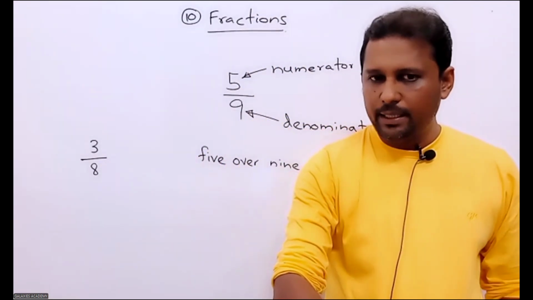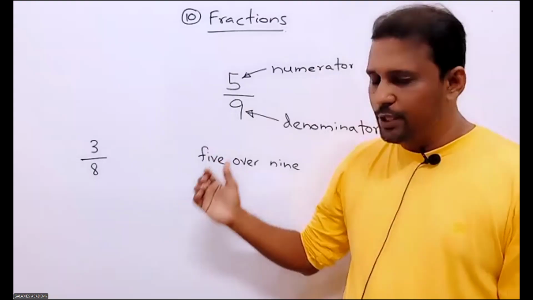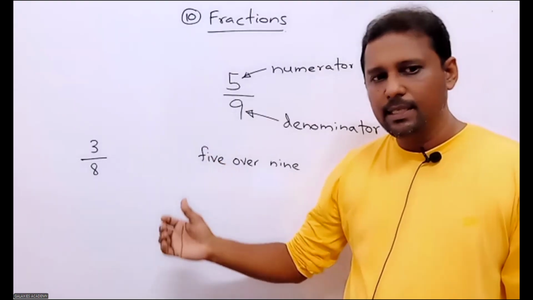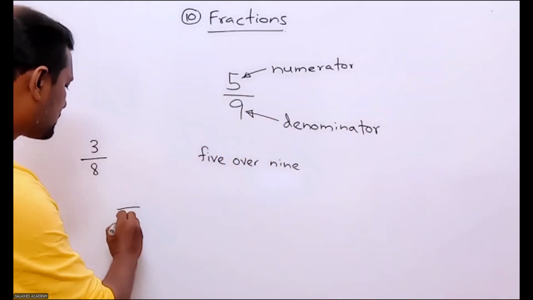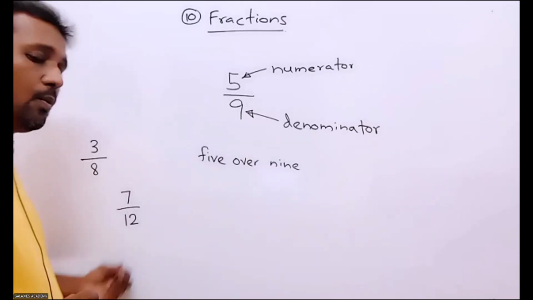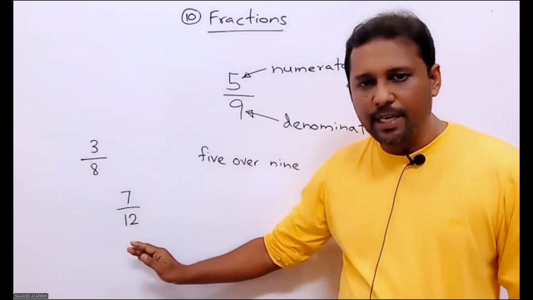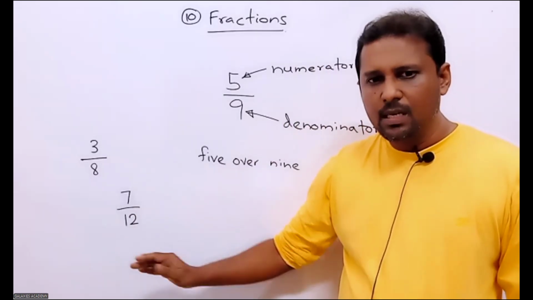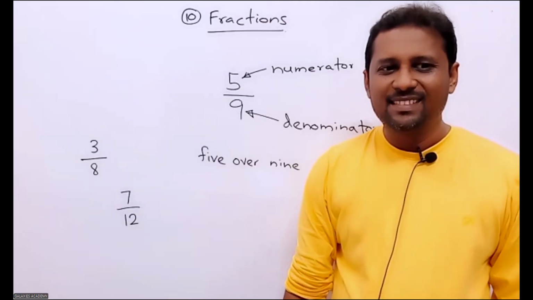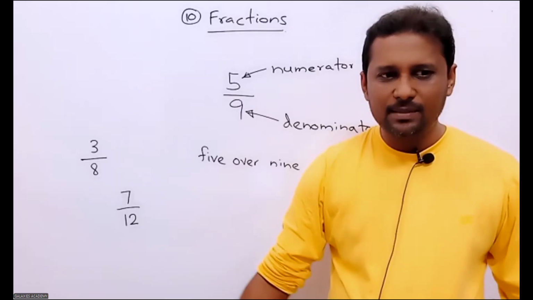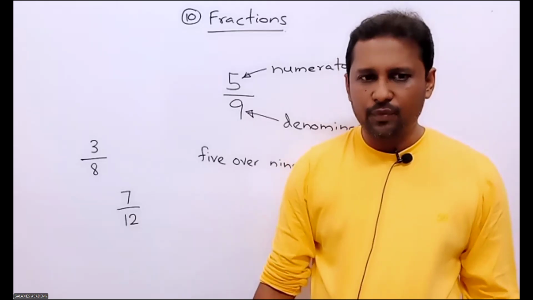What is the numerator? 3. What is the denominator? 8. Let's go to discuss another example. What is the numerator? 7. What is the denominator? 12. How can you read this one? 7 over 12. It is the normal reading method of a fraction.